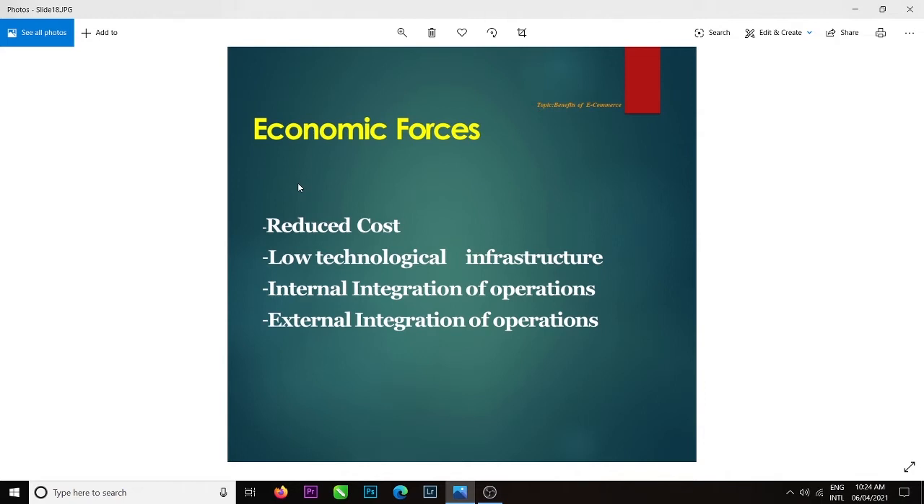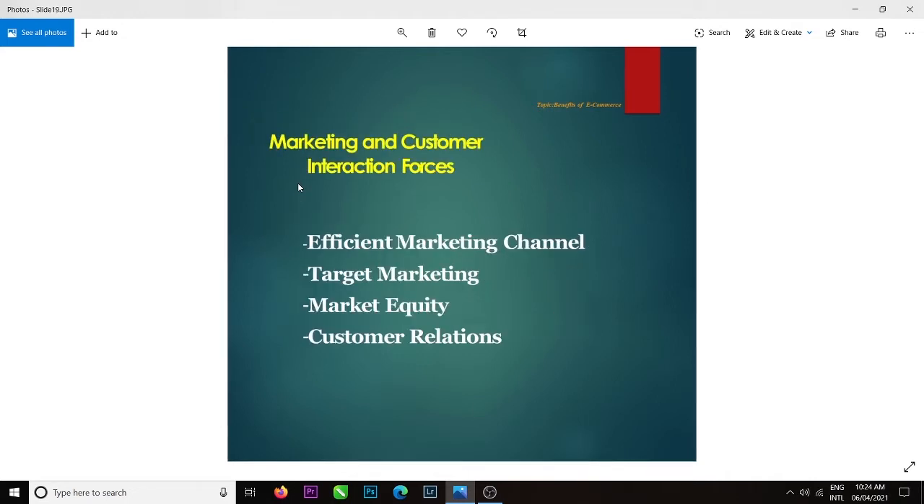Technological infrastructure, internal integration of operations, external integration of marketing and consumer interaction forces. Efficient marketing channels were developed, marketing strategies were developed, markets were expanded to every corner of India, and customer relations also increased.